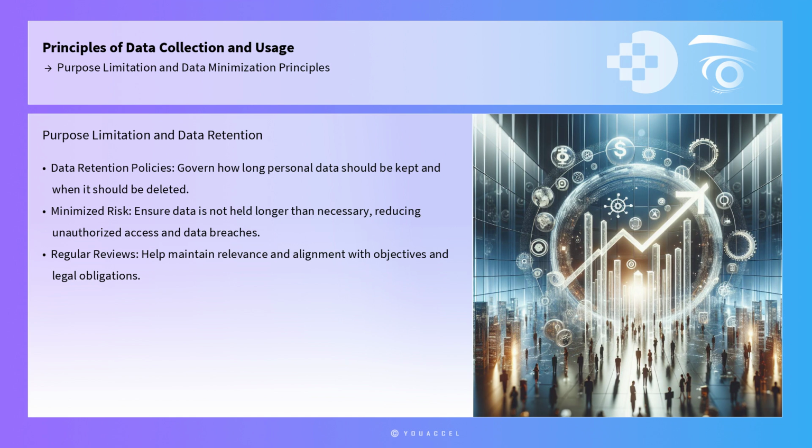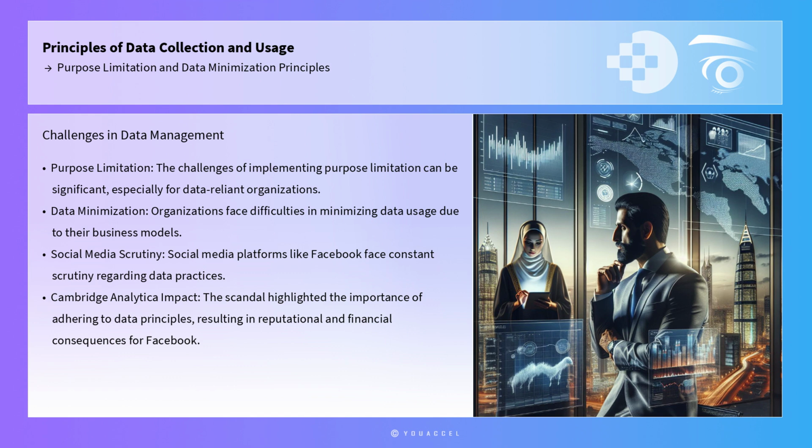In practice, the challenges of implementing purpose limitation and data minimization can be significant, particularly for organizations that rely heavily on data for their business models. For instance, social media platforms like Facebook face constant scrutiny regarding their data collection and usage practices. The Cambridge Analytica scandal highlighted the importance of adhering to these principles, as the misuse of data collected for one purpose for another incompatible purpose resulted in significant reputational and financial consequences for Facebook.